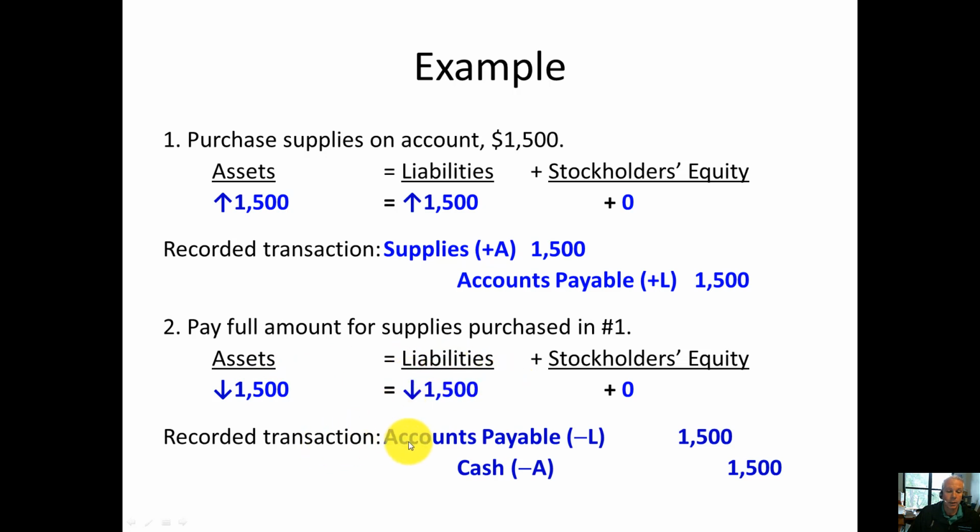Again, how do we record it? We debit accounts payable because it's decreasing the liability. That's how you decrease the liability. You debit it because, remember, it's normally a credit. And we credit our asset, cash.